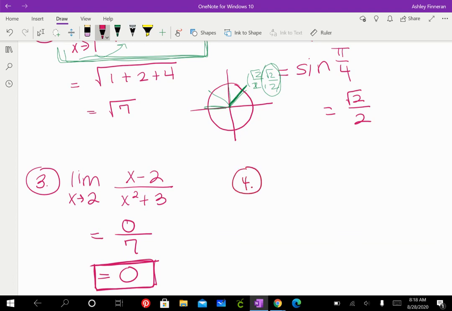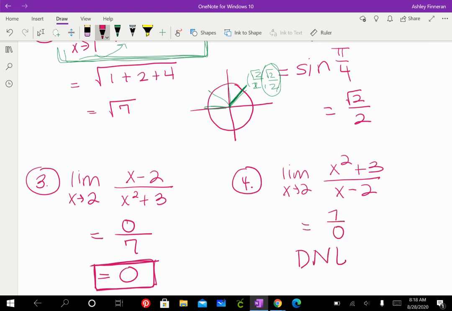The flip of that, though, was the limit as x approaches 2 of x squared plus 3 over x minus 2. In this case, you would have 7 over 0. So the limit does not exist because there's a vertical asymptote. I wanted to show the difference of those two so you can keep them straight.